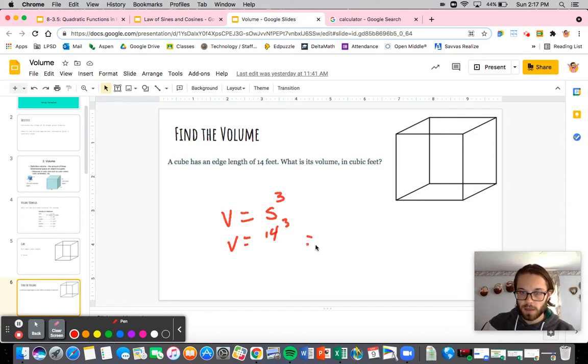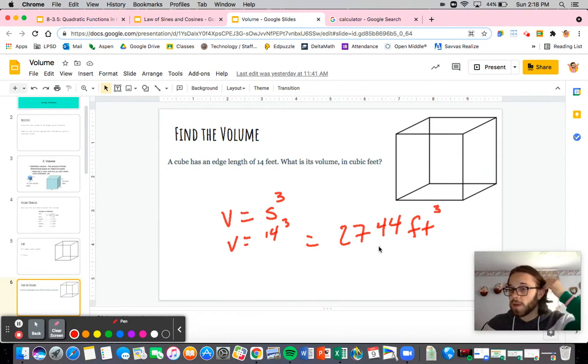which is 2,744 feet, and my unit is cubed. So don't forget, it's now feet cubed as opposed to feet squared. Feet squared was just the area. Volume is going to be in cubic feet. So that's as simple as it is for a cube. It should be relatively straightforward, nothing crazy.